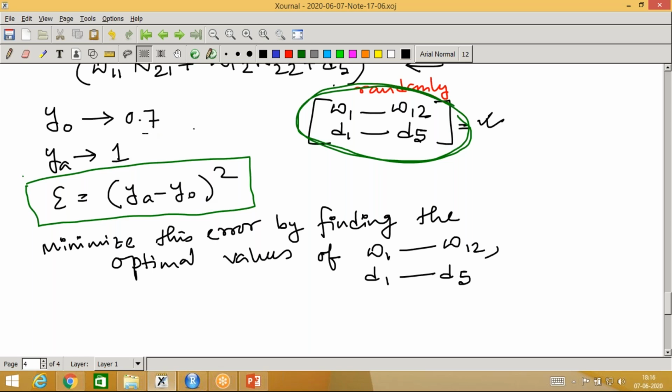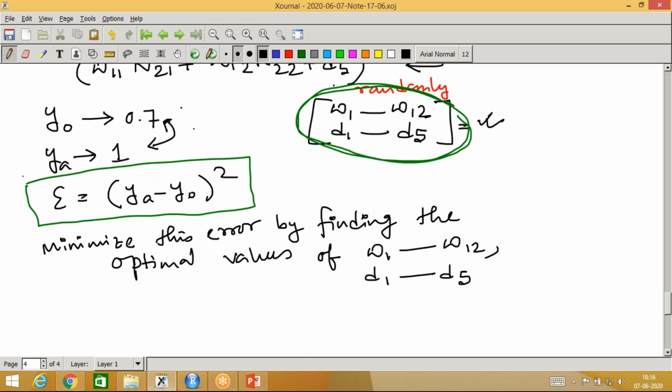Now this 0.7 you got how? This 0.7 you got by randomly getting some values of W1 to W12 and D1 to D5. So you have to change these values in such a way that this 0.7 comes closer to 1. Right, with me? So minimize this error, minimize this distance.